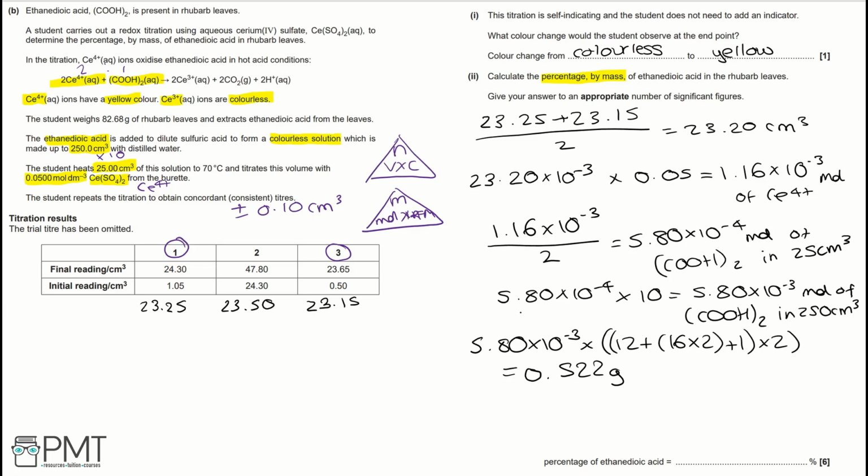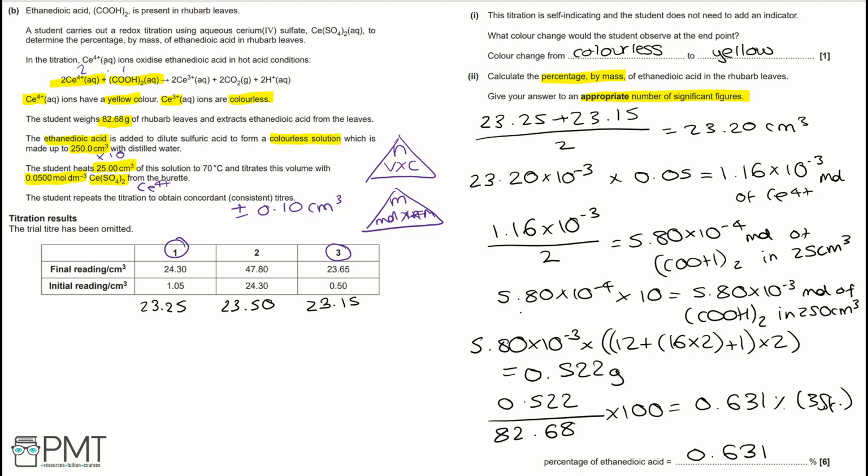Finally, working out the percentage by mass, we need to do 0.522 divided by the mass we're told in the question, 82.68 grams. So we divide by 82.68, and then we're asked for a percentage, so multiply by 100. That gives us 0.631% to 3 significant figures, because we're told in the question to give our answer to an appropriate number of significant figures, in this case 3, making our answer on the answer line 0.631.